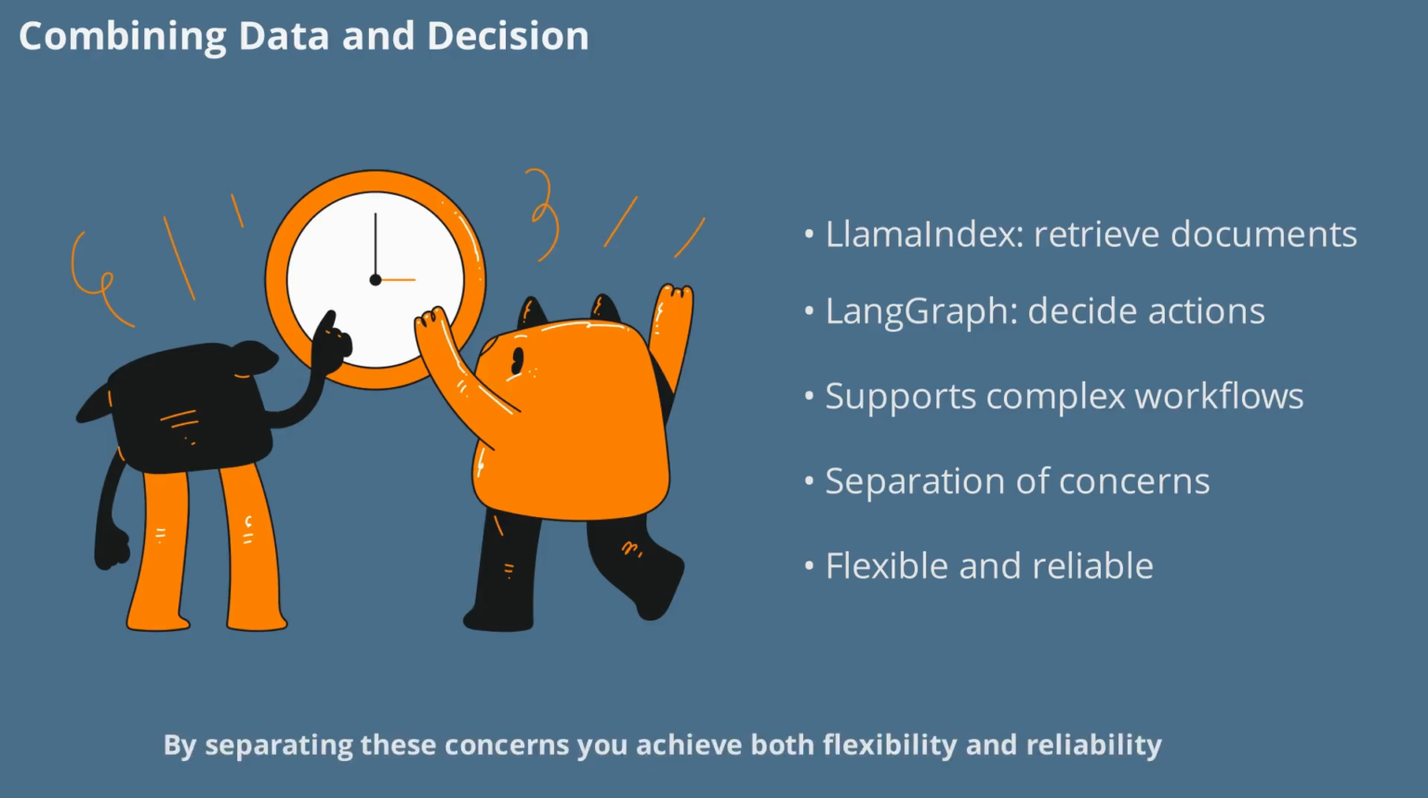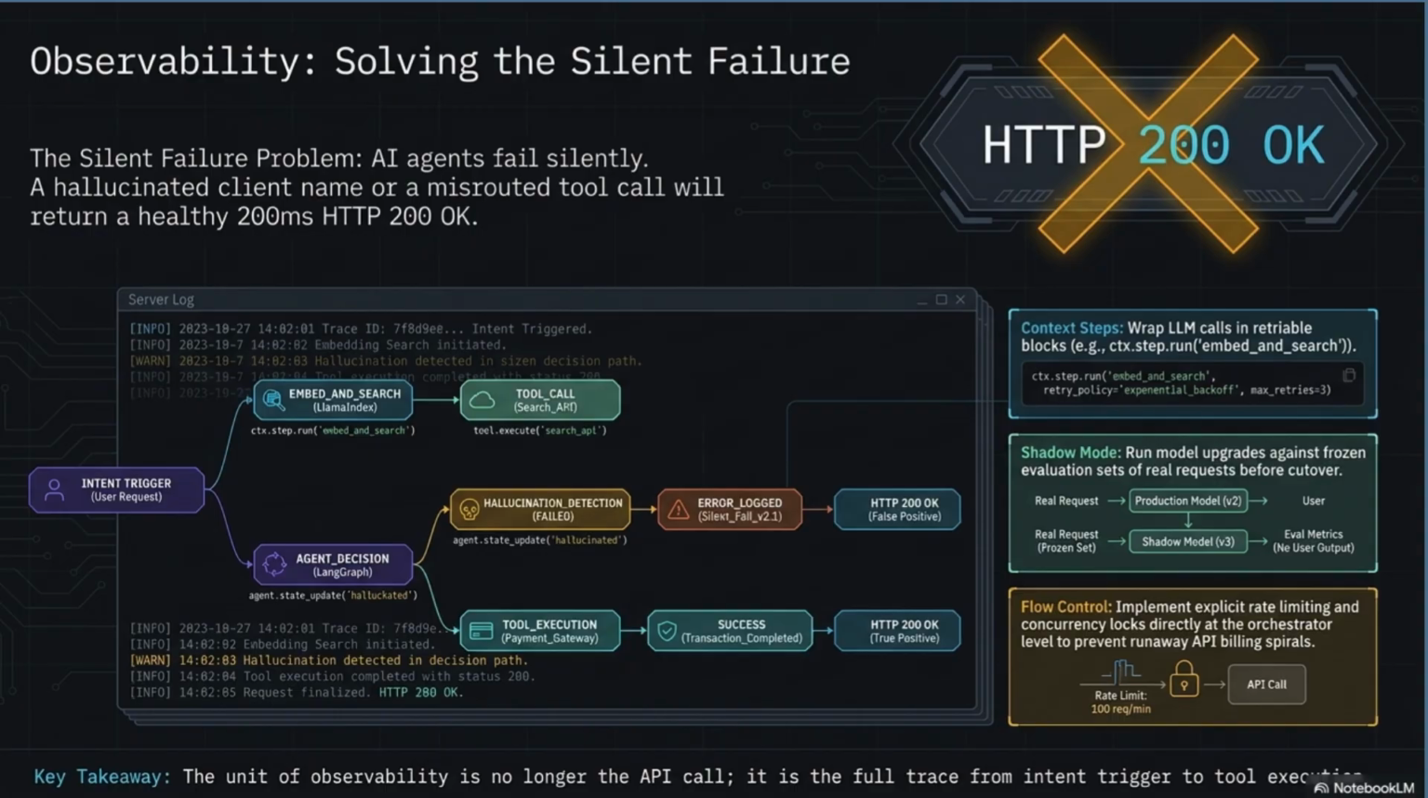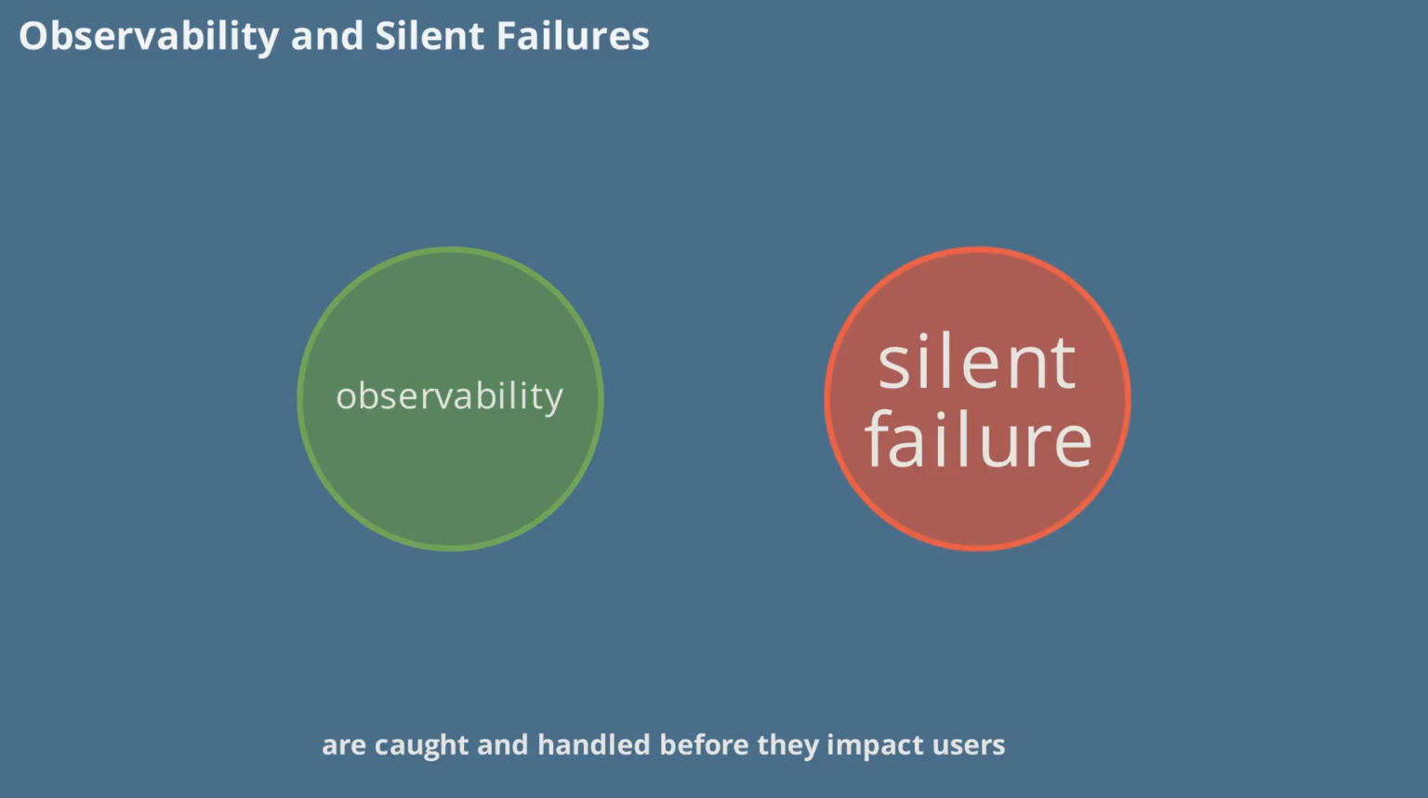By separating these concerns, you achieve both flexibility and reliability. Silent failures are a major risk in AI systems. A hallucinated client name or a misrouted tool call can return a healthy HTTP 200 OK, masking the error. To solve this, wrap LLM calls in retryable blocks with exponential backoff and set maximum retries. This approach increases observability and ensures that errors are caught and handled before they impact users.